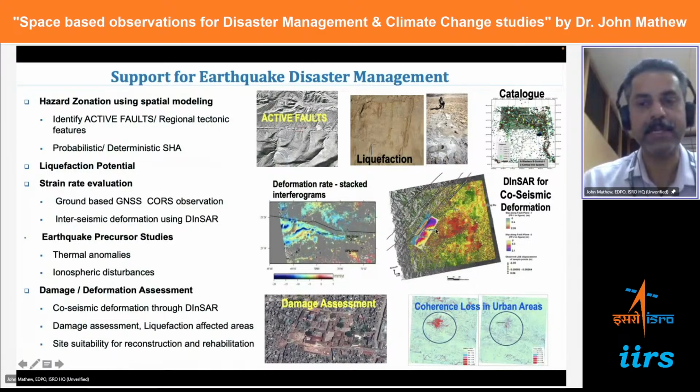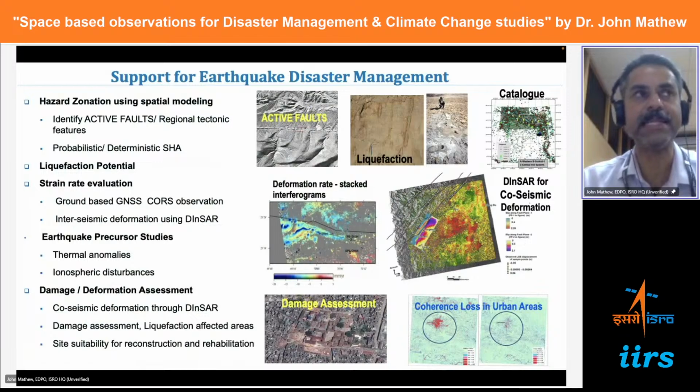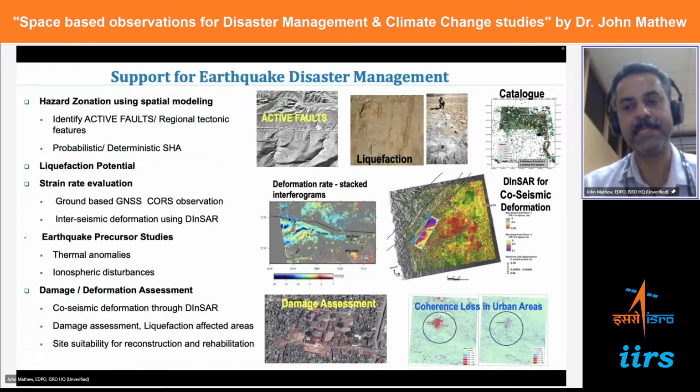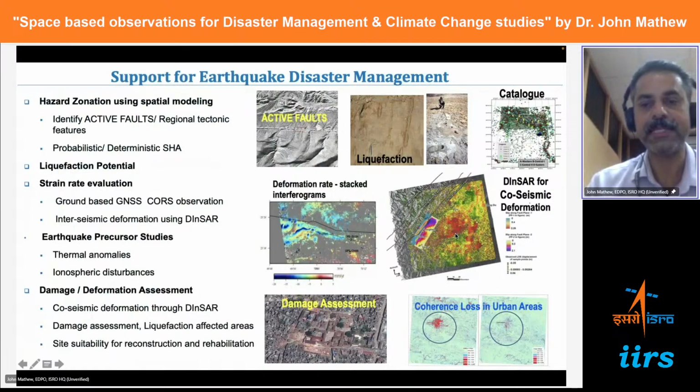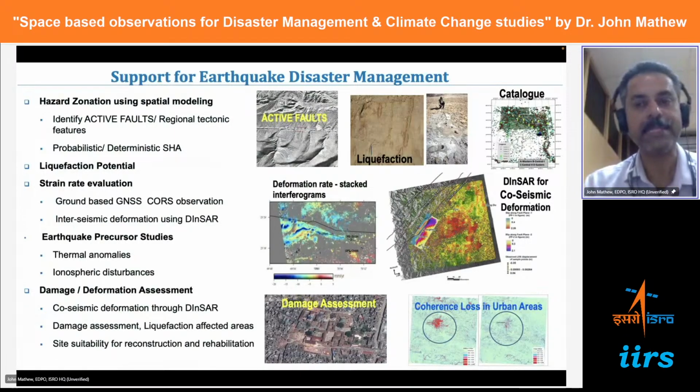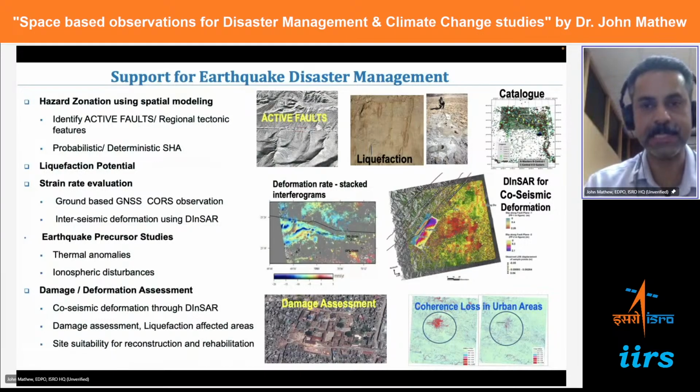And if there is an earthquake, on the right hand side central portion, you can see the co-seismic deformation. That means when there is an earthquake, there will be large destruction or displacement on the surface. Satellite data, using the technology of interferometry with microwave data, could also find out the deformation associated with earthquakes. Then the damages due to earthquakes could be assessed using very high resolution data, as you can see in the lower left image. So this is how we are supporting the management of earthquakes using satellite data.